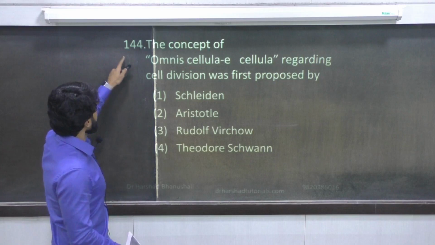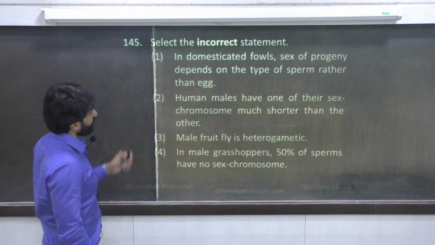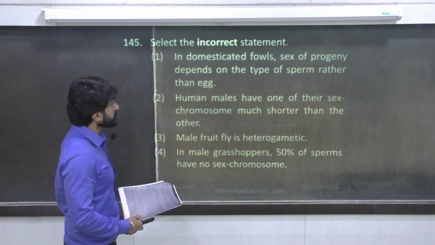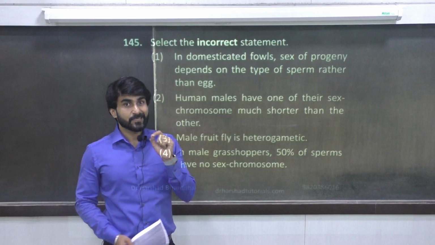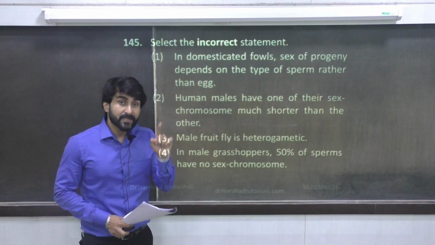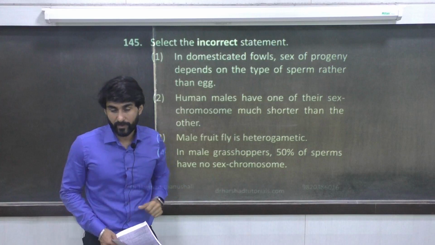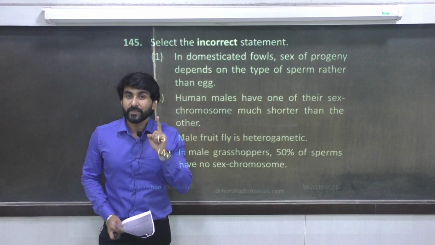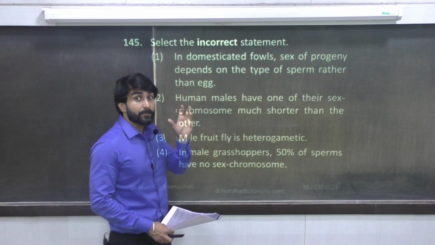145. Select the incorrect statement from the following. This is a question about sex determination. In grasshoppers, males have XO. In humans, males have XY. In birds, females are heterogametic; ZZ-ZW is the example given. So in birds, it is the female gamete which is heterogametic, and it determines the sex of the offspring.